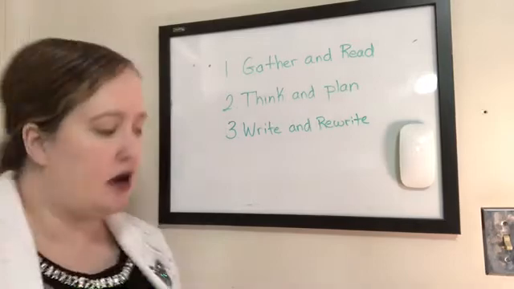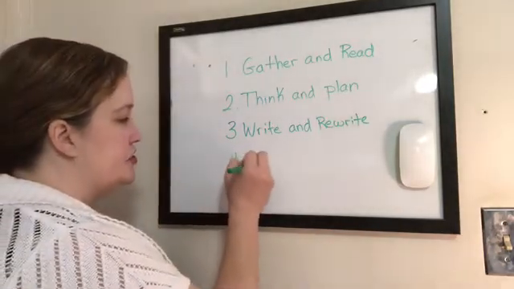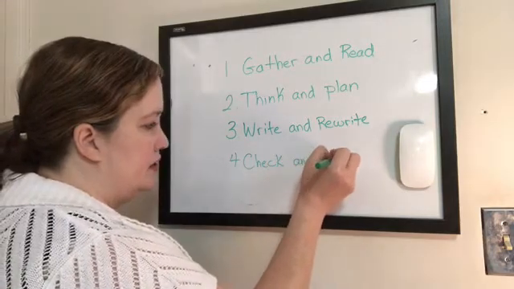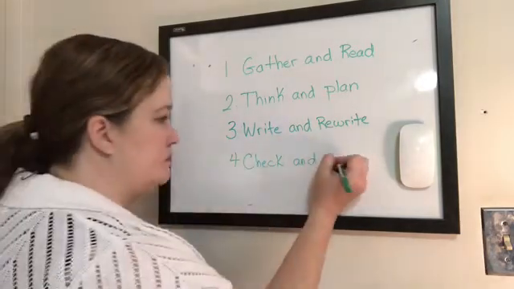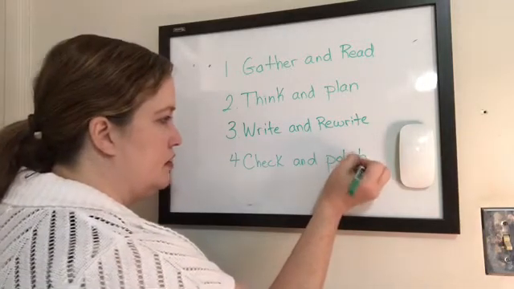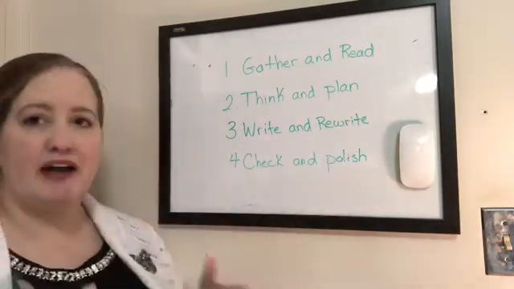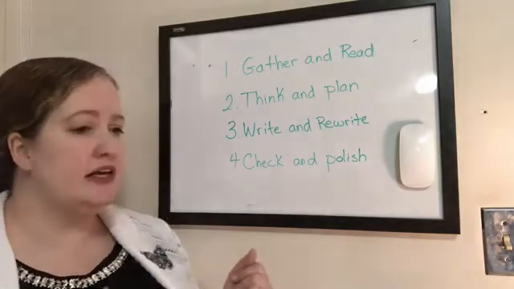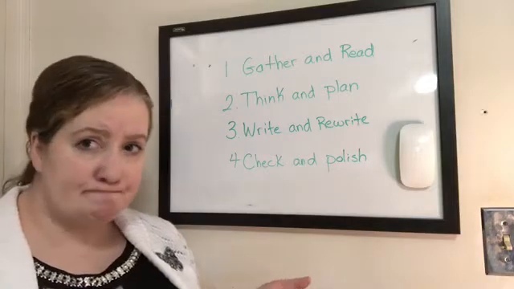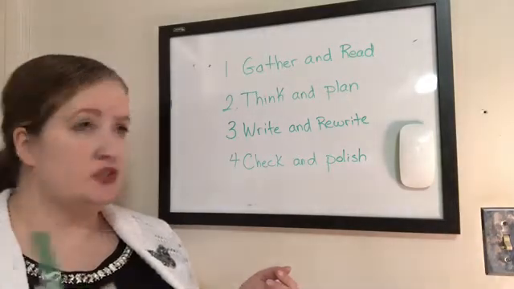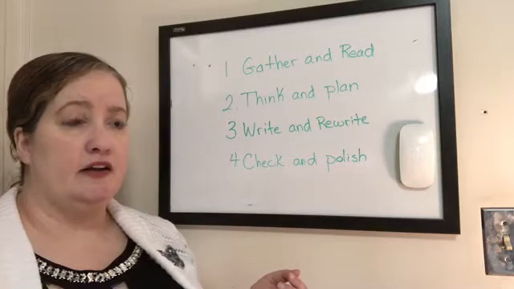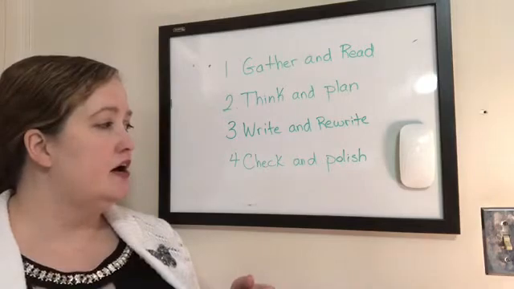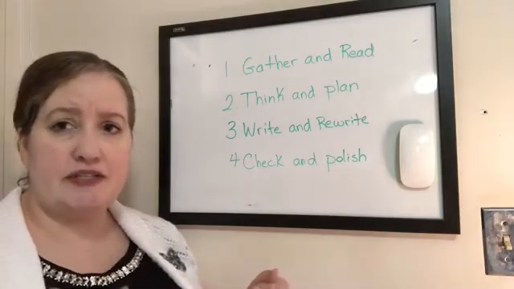Then you check and polish your work, which is number 4. Check and polish. So you might have a couple of rough drafts. The very first one is going to be pretty rough, and then you'll have a second rough draft, and then you'll check it, and you'll maybe have your mom look at it, your dad, your teacher, and really check for all mistakes. Do you look for mistakes?